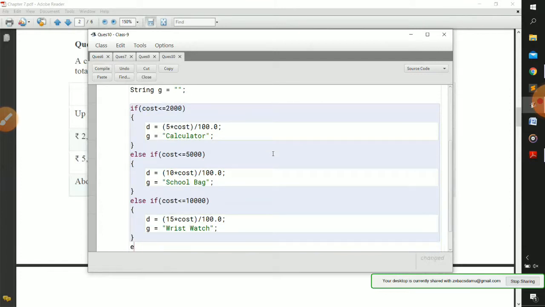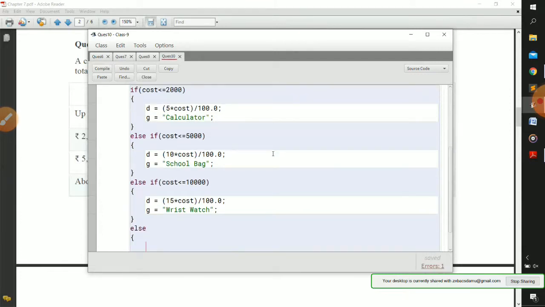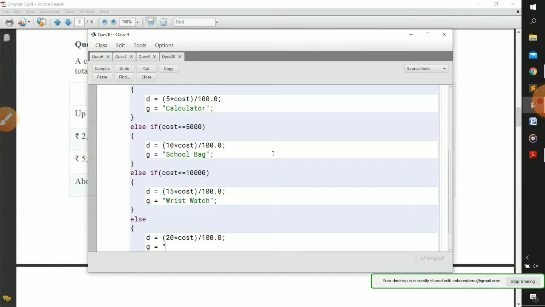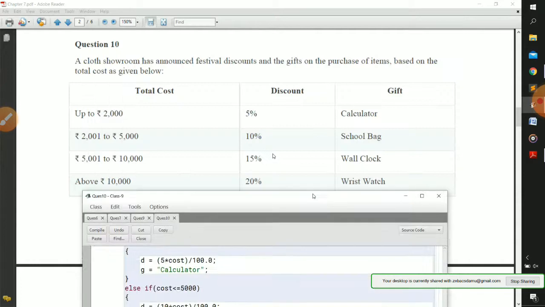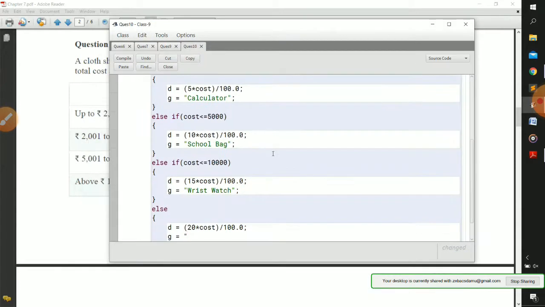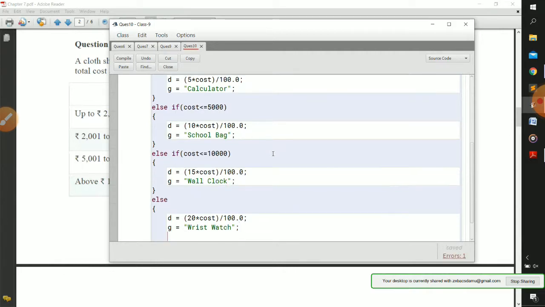And for the last situation, we are not going to write down any condition. So d equal to 20 is the discount. 20 into cost divided by 100.0, and the gift will be what? The gift you are going to get is wall clock. Okay, wristwatch was there, wall clock is here. Wall clock over here we are going to get. Okay, so the else portion also we have completed.